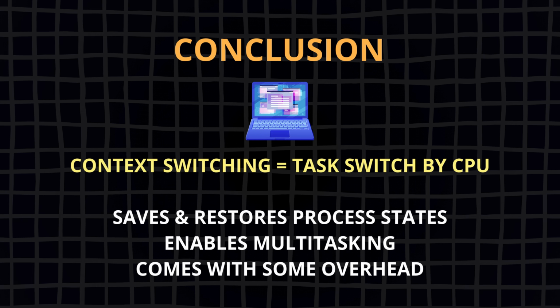So to conclude, context switching lets the CPU switch between tasks. It saves and restores process states. It helps in multitasking but also brings a little overhead, and it is essential for a modern operating system.